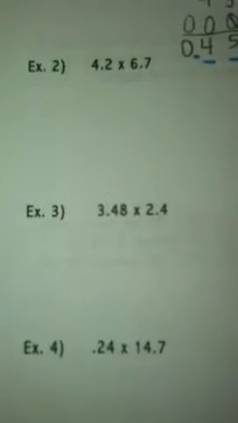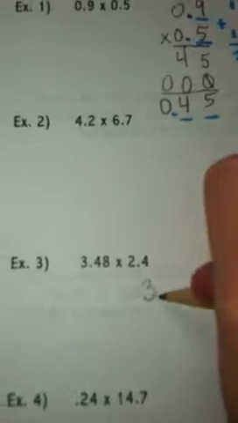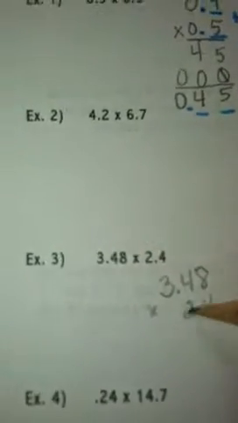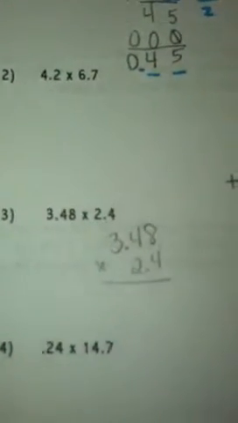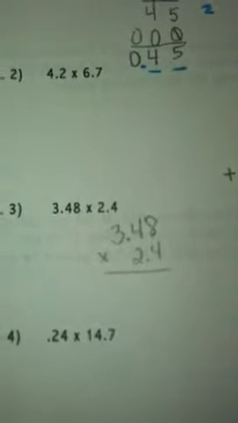Okay. Third example, we have 3 and 48 hundredths times 2 and 4/10. This one does matter which one goes on top. Remember, we said we wanted the number that has the most number of digits to always go on top. So I'm going to keep the 3.48 as my first number, and then the 2 and 4/10 below. I'm going to give you a few moments to work that out on your own.